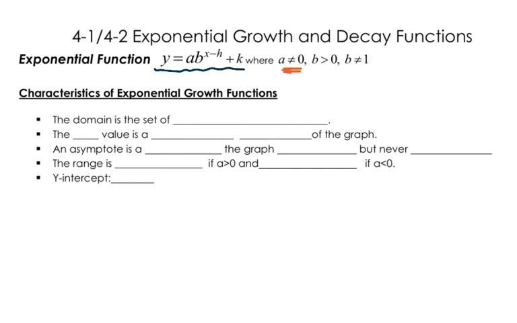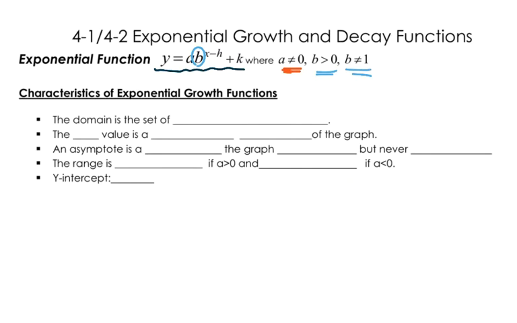A cannot equal 0. If a equals 0, then we just have a line, because all of this stuff would go away. Alright. B, our b value, the one with the exponent, has to be greater than 0. So this b right there has to be greater than 0, which means it has to be positive. And it will also not equal 1.